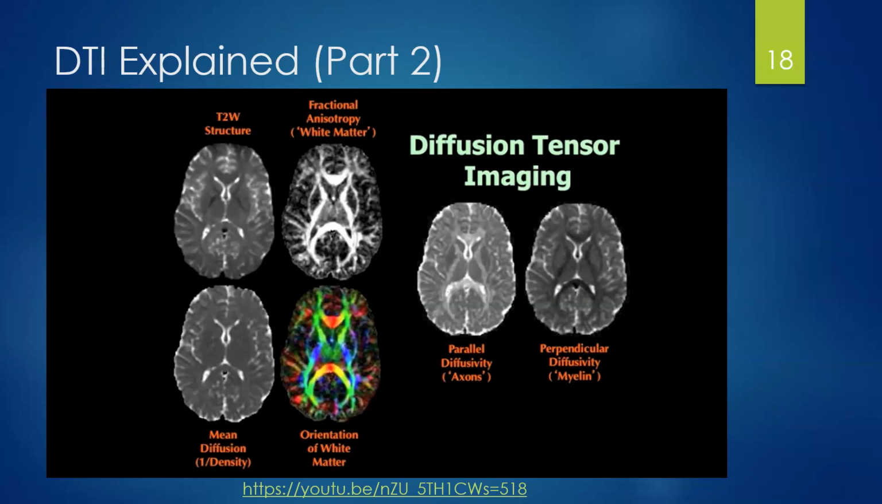The parallel and perpendicular diffusivity maps also show cerebral spinal fluid as bright. However, white matter is bright in the parallel diffusivity map, but dark on the perpendicular diffusivity map. These parallel and perpendicular diffusivity maps are now widely used to try and characterize changes to axons and myelin in the tissue.